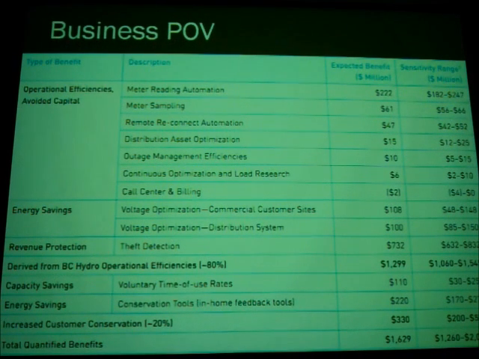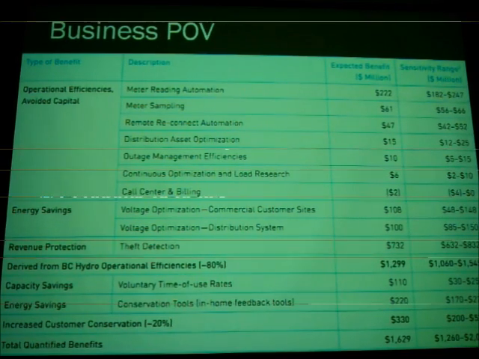In this slide we can see the business point of view, and we can see that the energy savings will be $220 million, and the total quantified benefits is $1.6 billion. You can pause the video for more details.